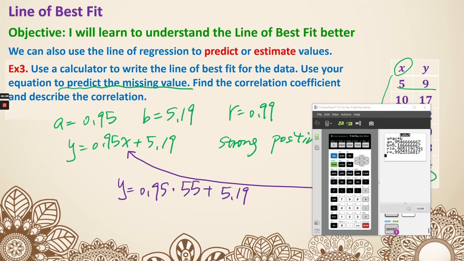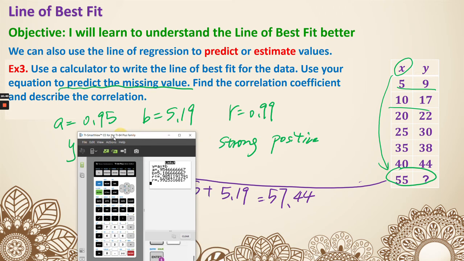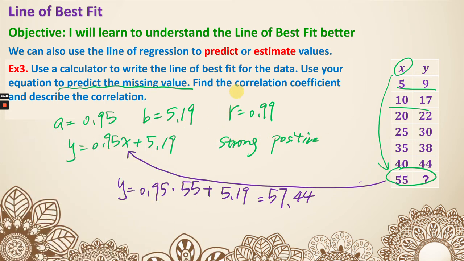Put that into your calculator. You should get an answer of 57.44. So that is our prediction. When x is 55, our answer is going to be 57.44. And that is example 3.